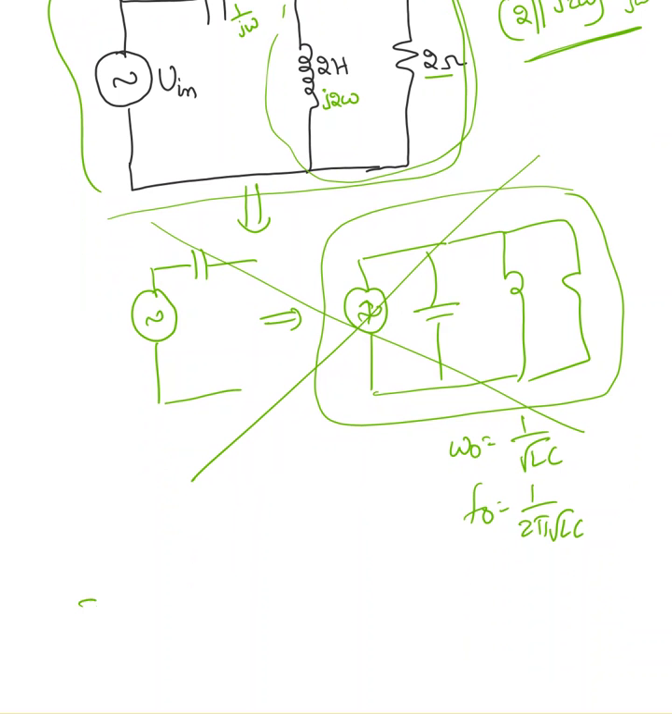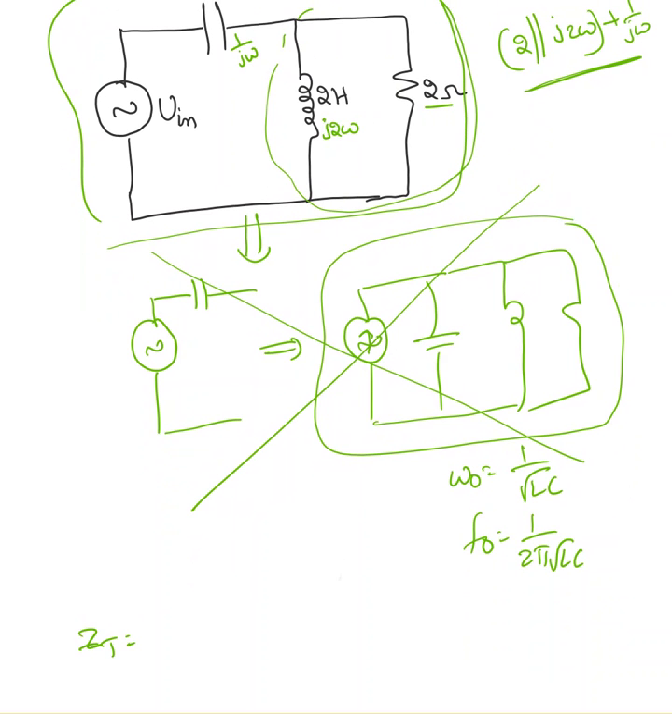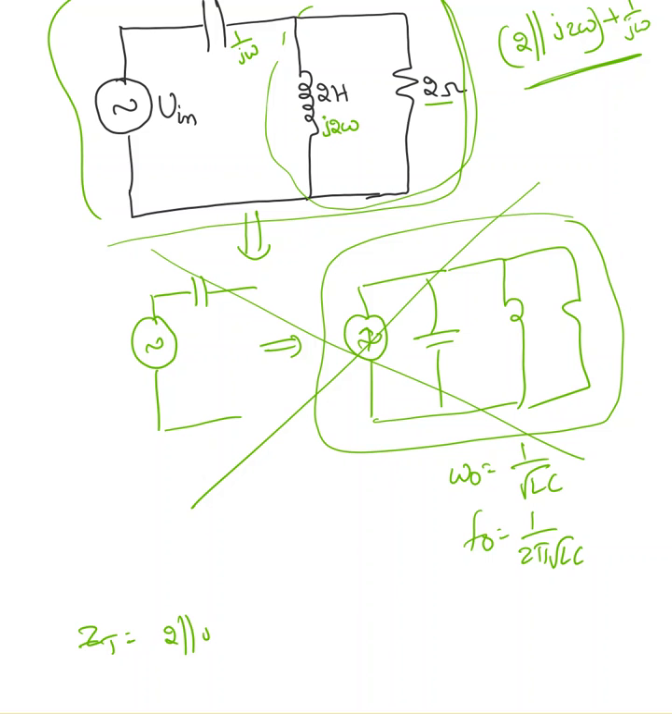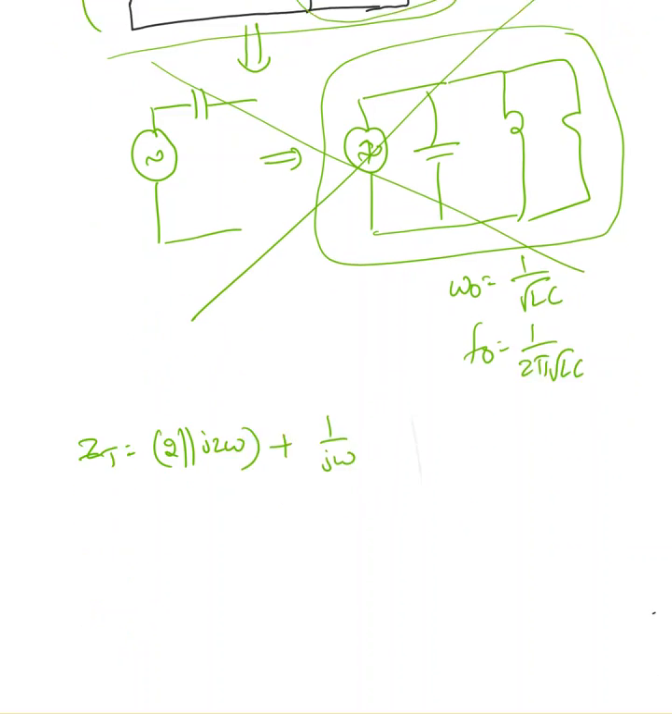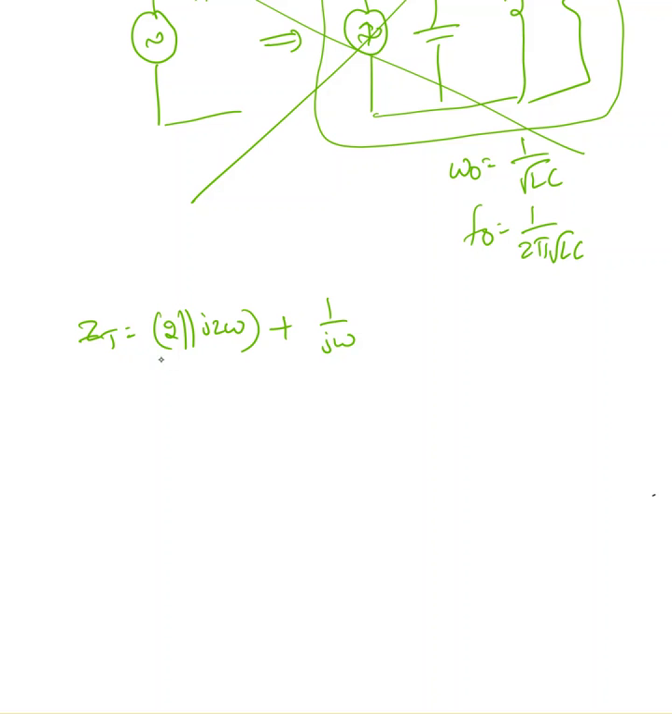So my Z total equal to, I have 2 parallel with J2 omega, which is in series with 1 over J omega. So what I'm going to do, I'm going to find this value first. The parallel combination is 2 times J2 omega over 2 plus J2 omega. For time, I'm going to take this as Zx and keep that separate. So Zx is J4 omega over 2 plus J2 omega.